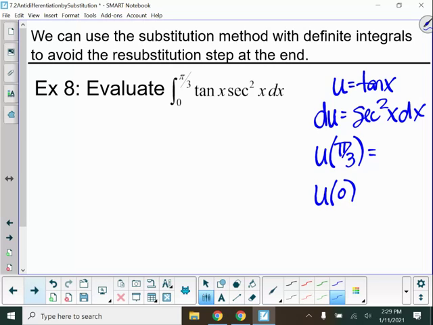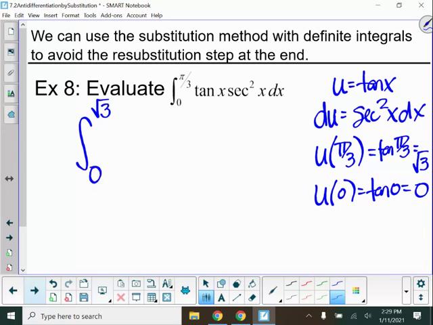So u of pi over 3 would be tangent of pi over 3, and the tangent of pi over 3 is square root of 3. So for this integral, instead of having pi over 3 at the top, it's going to have a square root of 3 at the top. For u of 0, that's the tangent of 0, and the tangent of 0 is just 0, so that one actually does not change.